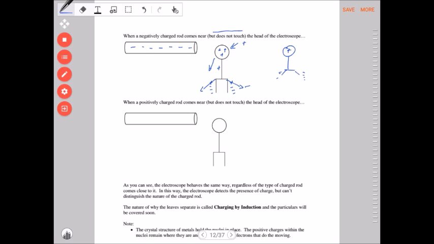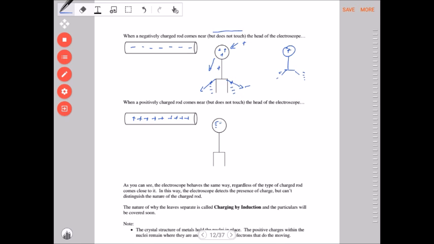Now when a positively charged rod comes close, what's that going to do to the electrons? Remember, the protons don't move. So what happens is all the electrons in the whole electroscope get attracted to the positive.